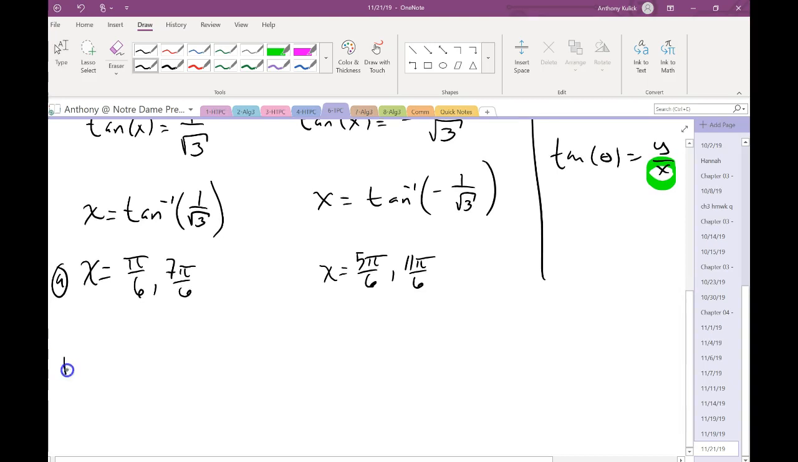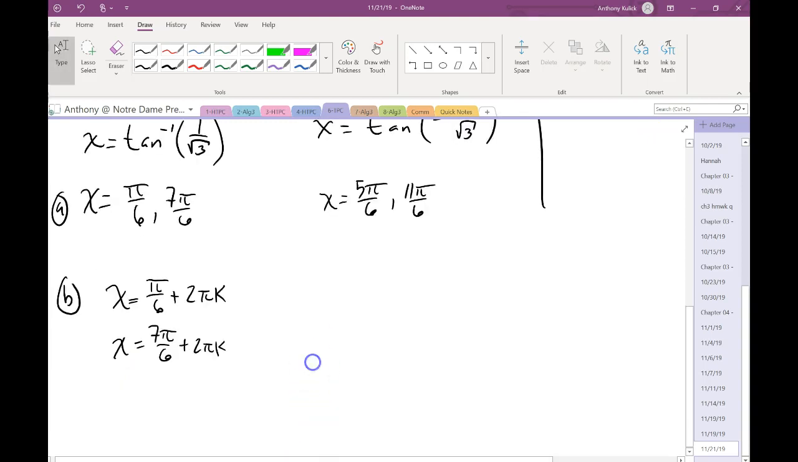For part B, we want our answers over the entire real line. So I could do this and just tack on a plus 2 pi k to the end of each of these answers, right? That's what we've usually done. But we could do a little bit better in this particular situation.